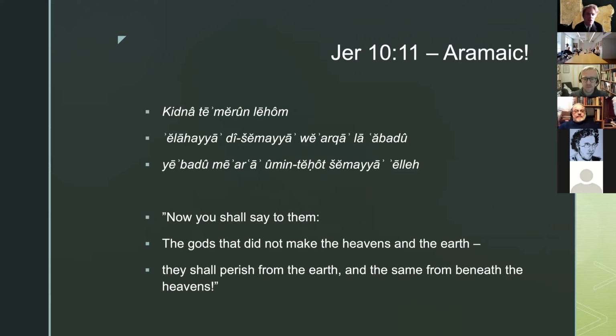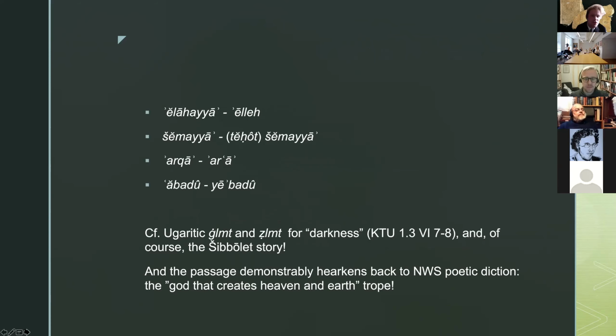And what do we have here in this verse? What we have is a beautiful sort of phonetic assonance. We have words that seem to almost rhyme with each other. We have Elahaya, the gods, and Elle, these. We have Shemaya, the heavens, and Tahot Shemaya, beneath the heavens. We have Arqa and Ar'a, the two historical versions of the earth word in the two lines that sort of echo each other. And then finally we have Avadu, they made, and Yevadu, they will perish.